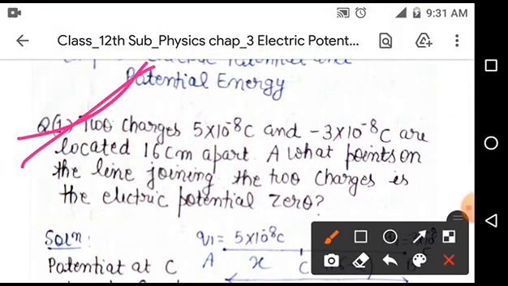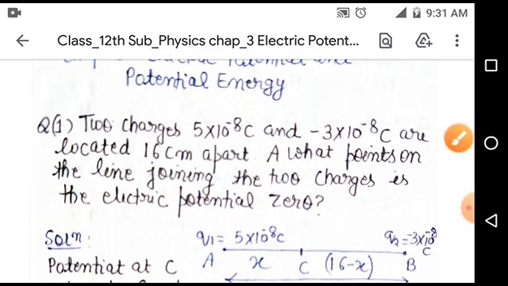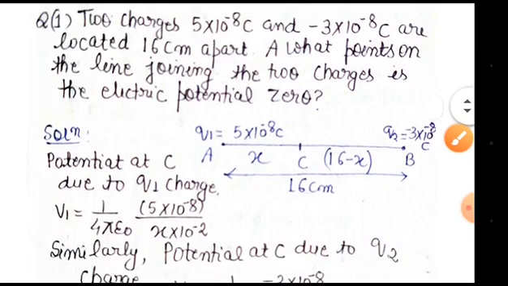Two charges 5 into 10 to the power minus 8 coulomb and minus 3 into 10 to the power minus 8 coulomb are located 16 centimeter apart. At what point on the line joining the two charges is the electric potential zero? That means here we have to find a point where the electric potential will be zero.